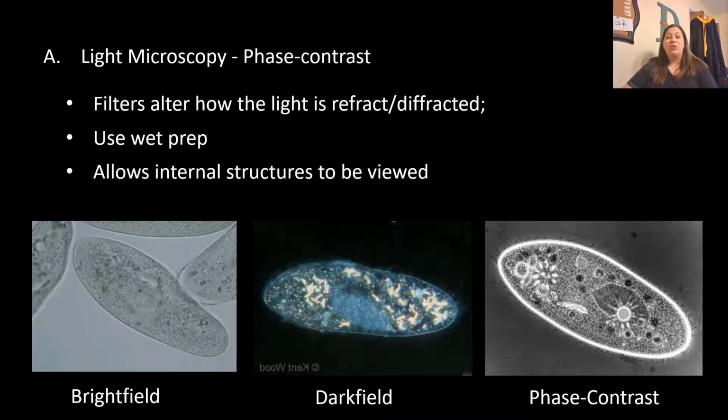Another type of light microscope is called the phase contrast. This is where they use filters that alter how the light is refracted and diffracted, and we can use wet mounts here, which allows internal structures to be viewed. I did a comparison here for you. It's the same type of organism, and you can see it on the bright field microscope, a dark field, and then the phase contrast. Even though it's the same organism, you can see different structures based on what kind of light microscope is being utilized.